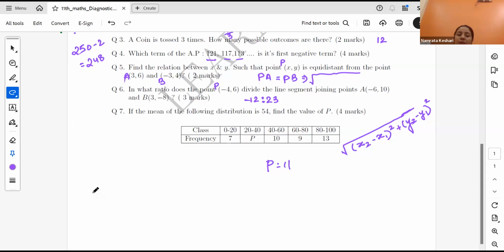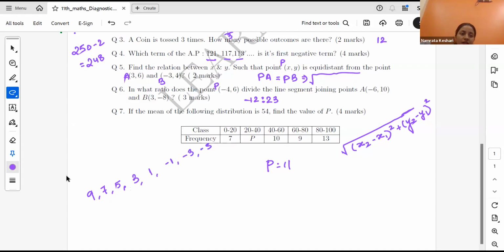Suppose, for example, I can say that your AP looks like this. 9 is there, then 7 is there, then 5, then 3, then 1, then minus 1, then minus 3, then minus 5. Can you see it is continuously decreasing?